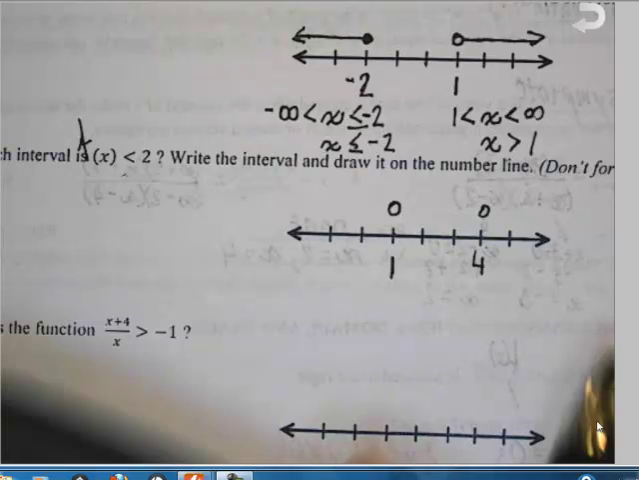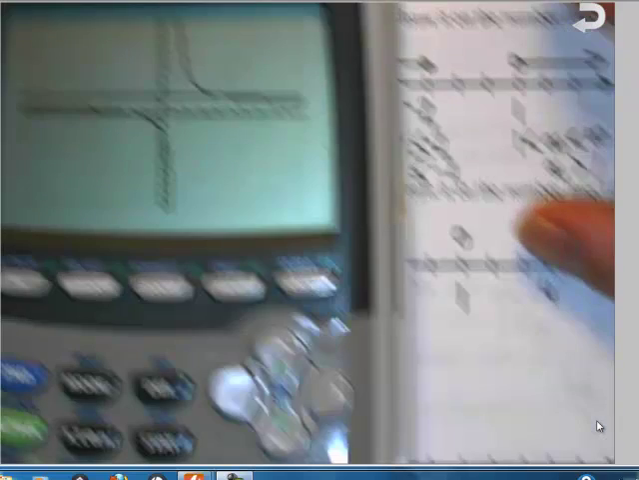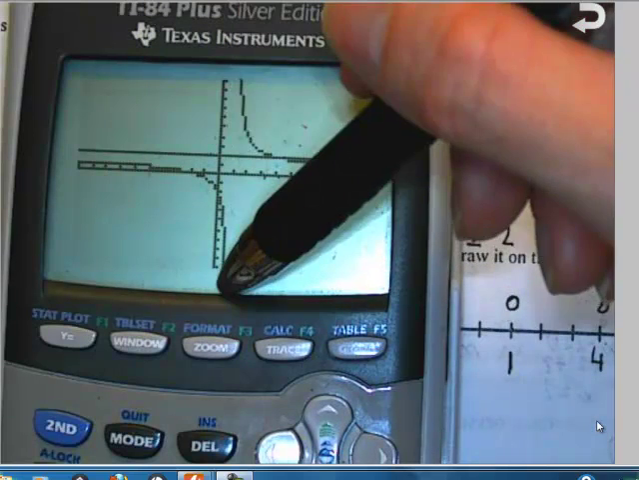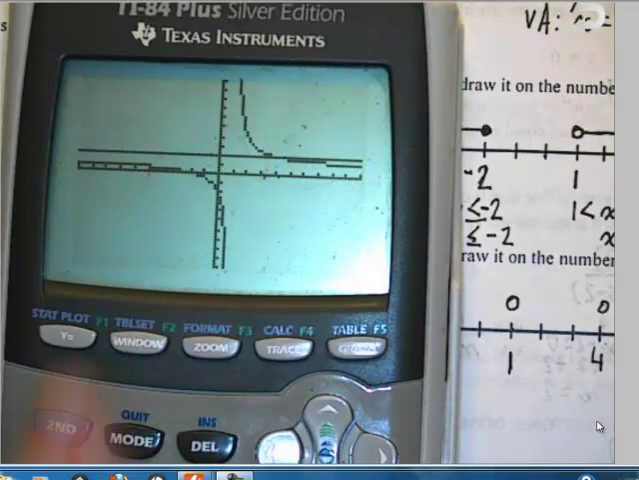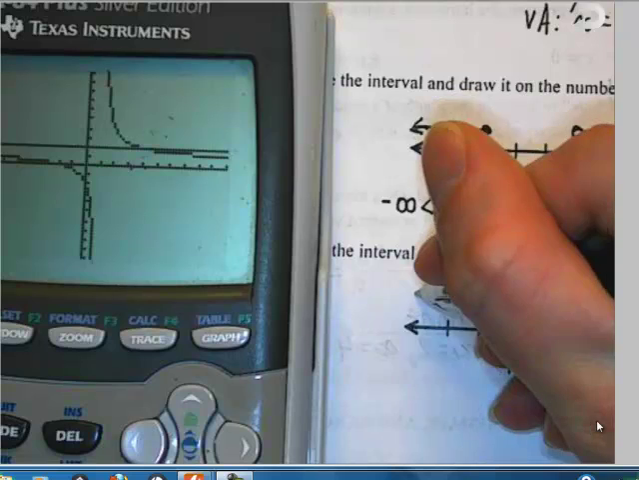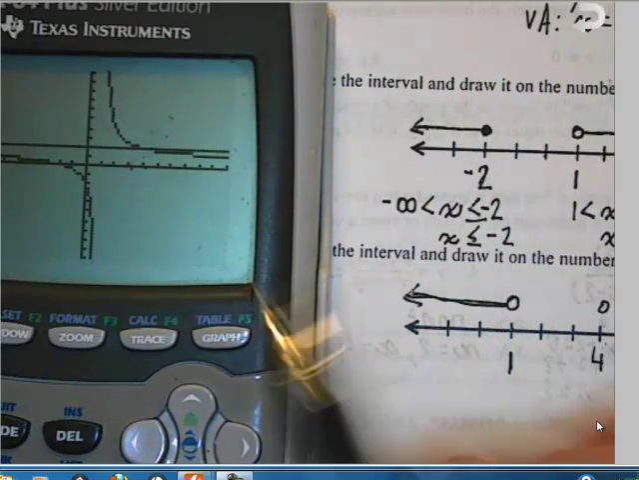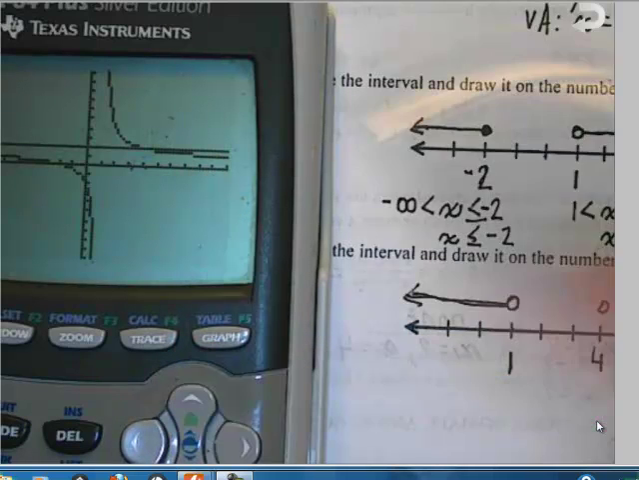Then we will go back to our graph, and we look and we behold that the curve is less than 2 until we get to the asymptote. So that means everything to the left of the asymptote is less than 2. And I look again and I see that everything to the right of the intersection point is also less than 2.